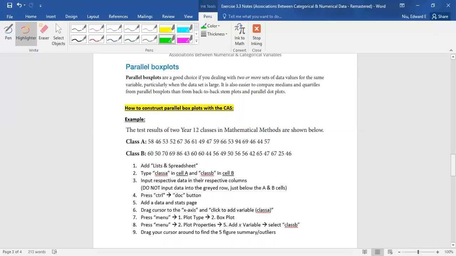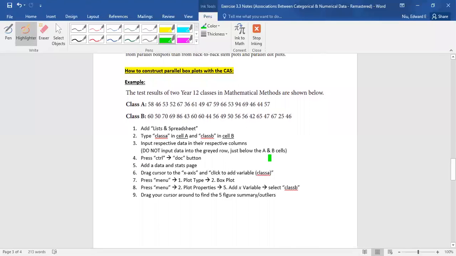If we're looking at this example here, you can always construct a parallel box plot nice and quickly with a CAS. So here are your steps down below. Add a spreadsheet, type class A in cell A, class B in cell B. Input the respective data in their respective columns. Just don't input it in the grayed out row just below the A and B cells, which we should be used to by now.